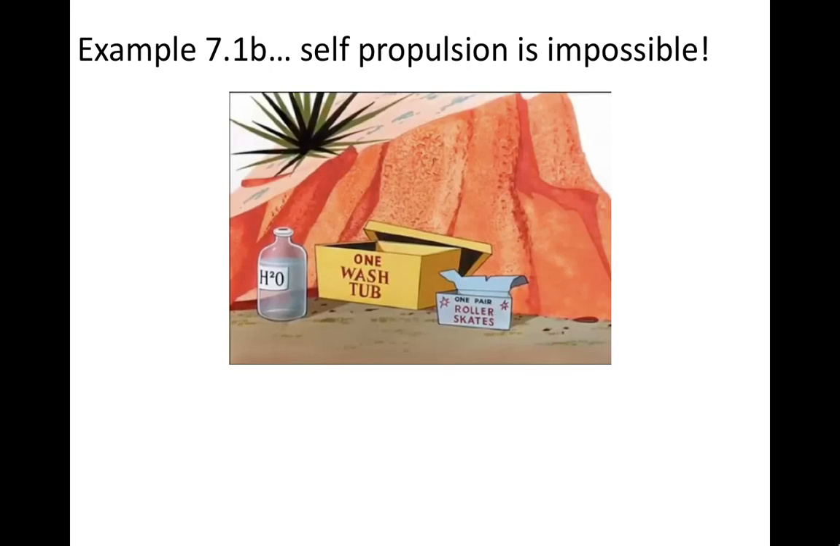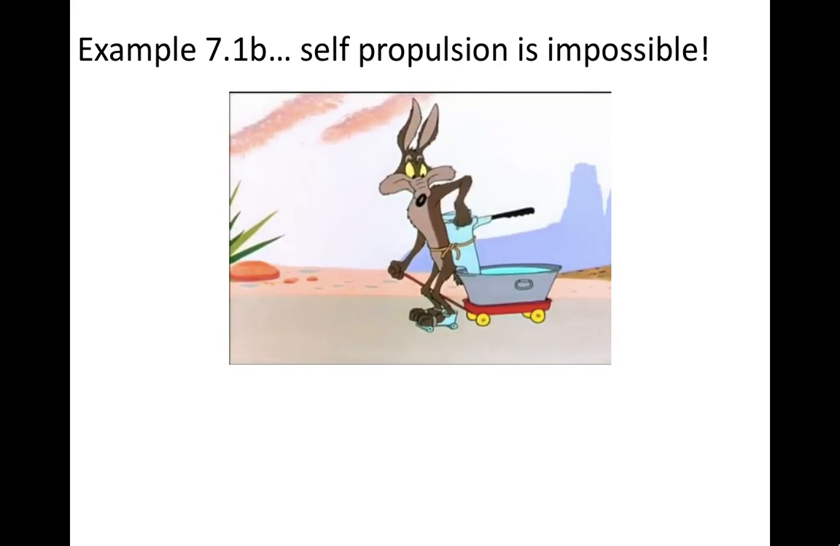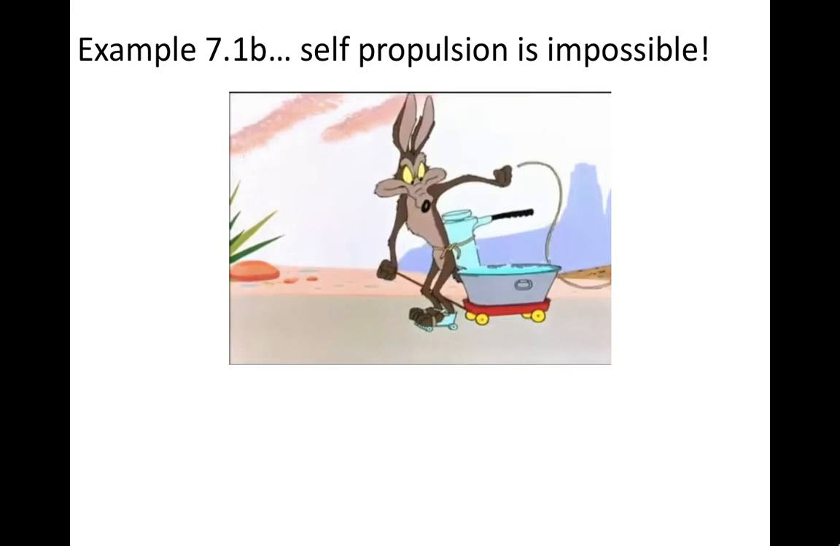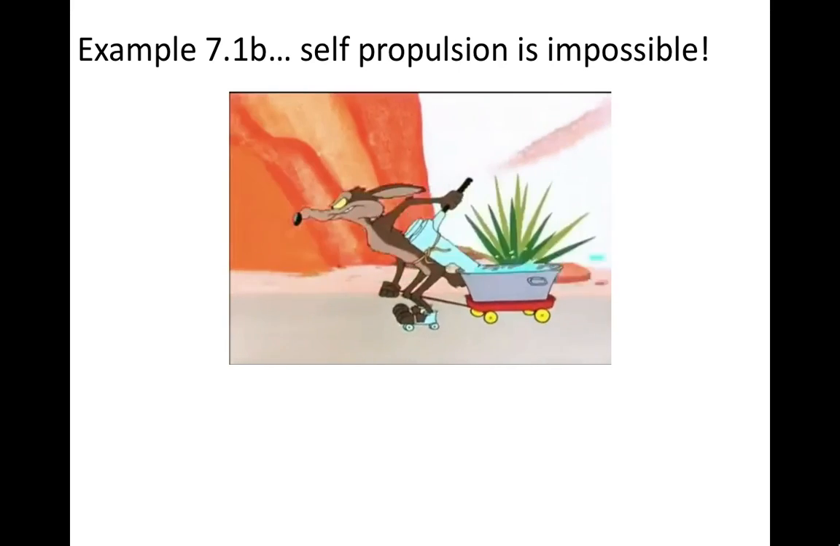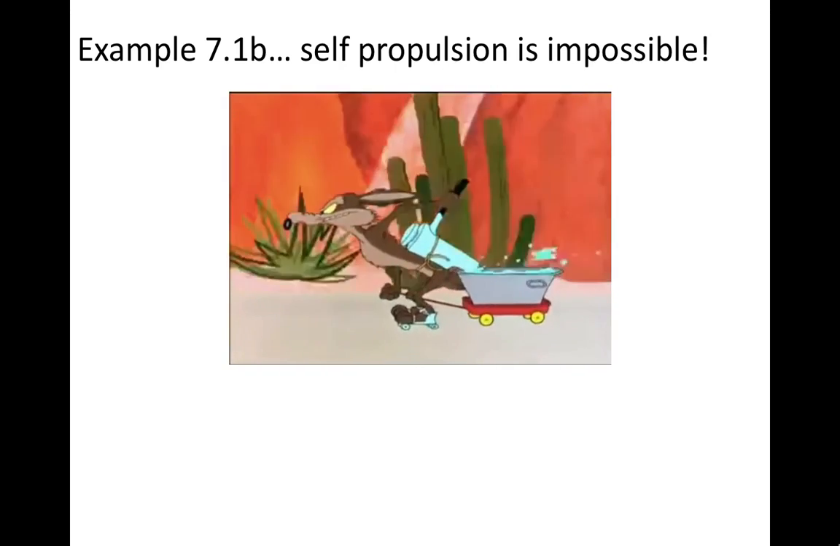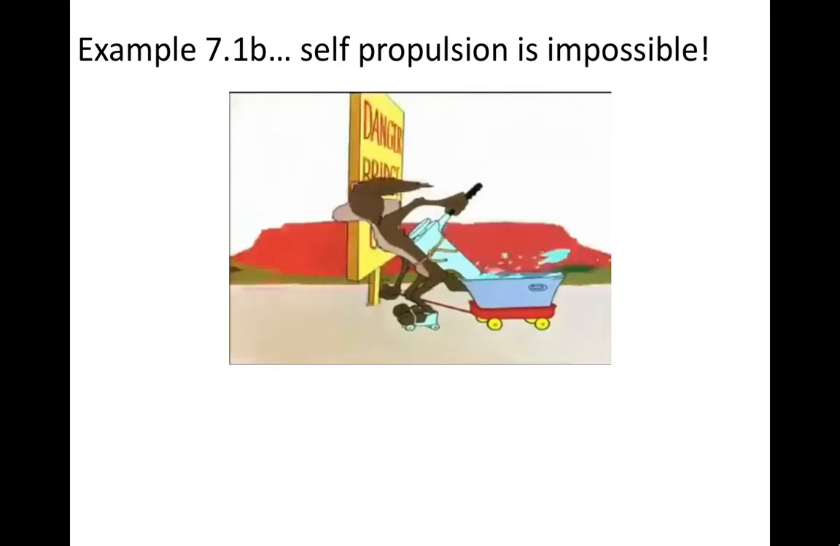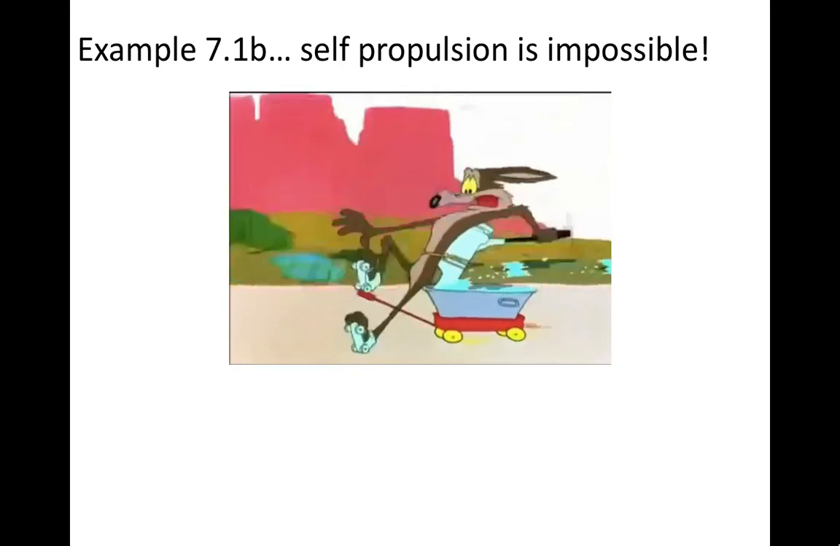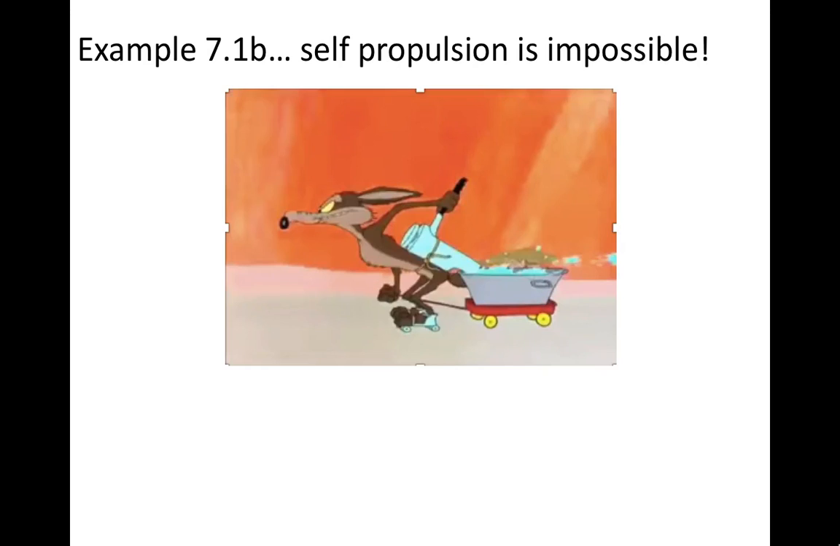So here's a counterexample. This is going to look weird because it's not good physics. It's good old Coyote and Roadrunner. Here you see the coyote has strapped an outboard motor to himself and is pushing on a tub of water that he's dragging along. Now, obviously, that can't really happen. And why can't that happen?